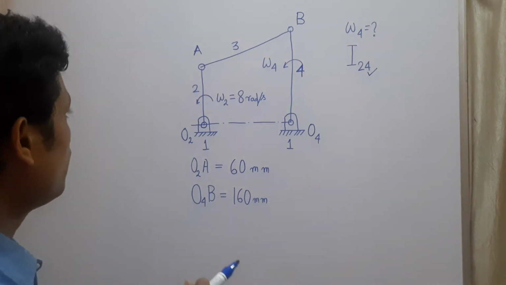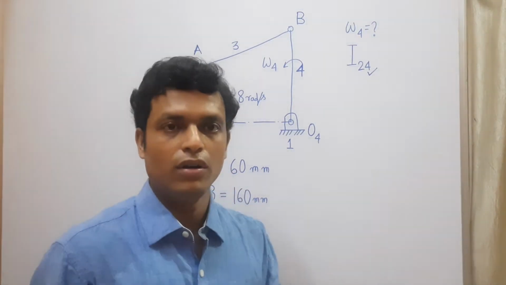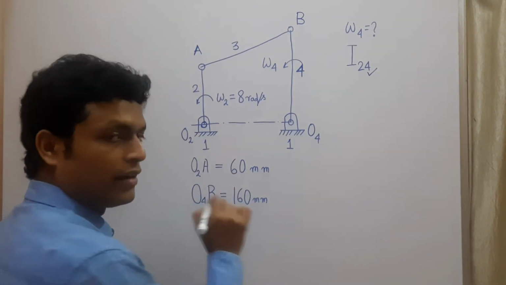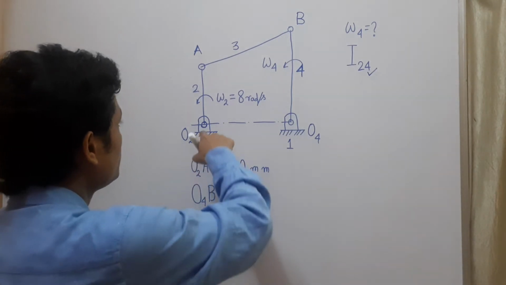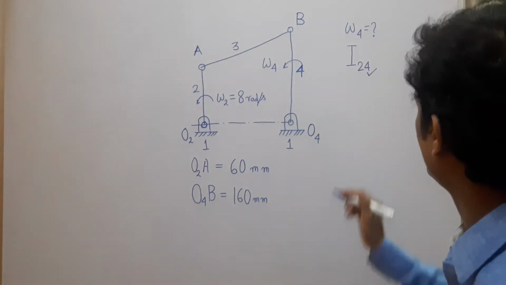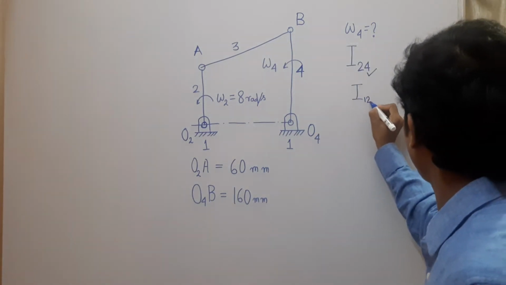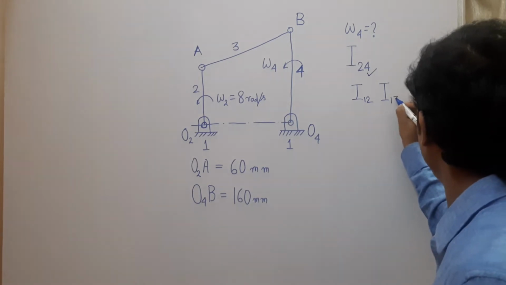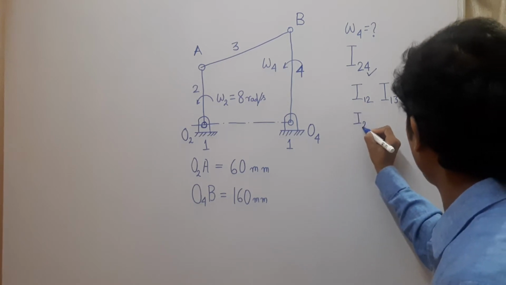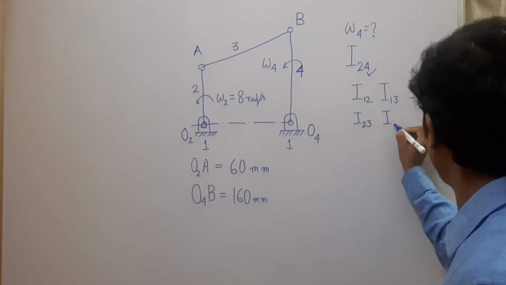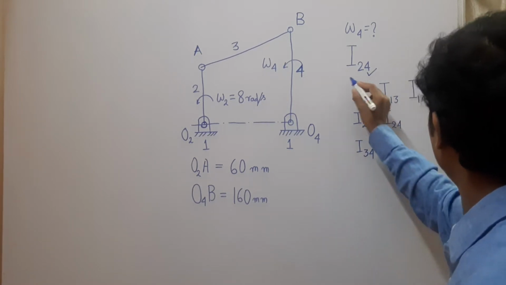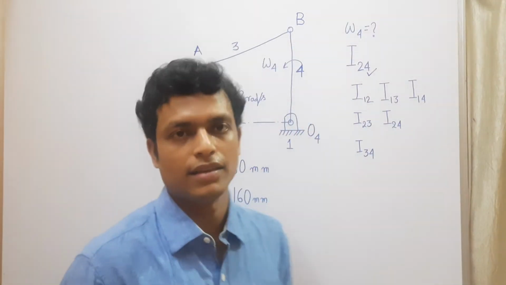So how to locate I24? We have already studied that the centers of revolute joints are the relative instantaneous centers. This is a 4-bar linkage, and there will be 6 relative instantaneous centers. What are those? I12, I13, I14, I23, I24, I34. So these are the 6 relative instantaneous centers.